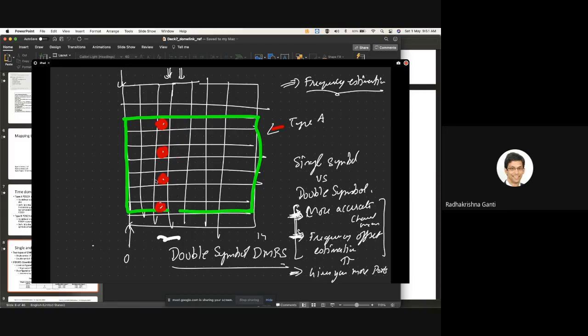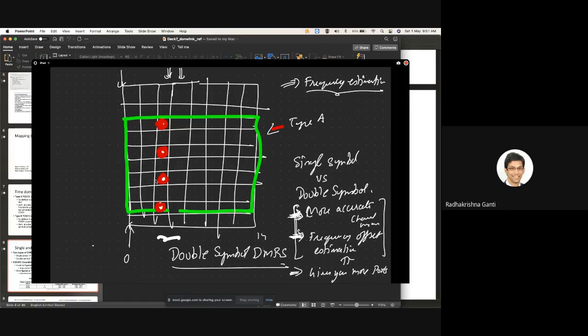So now where is your data? Your data is there all around. In this green thing, every other resource element has data. So you have to now estimate the channel. How do you estimate the channel? At this point, you know the channel. At this point, you know the channel. This point, you know the channel. This point, you know the channel.